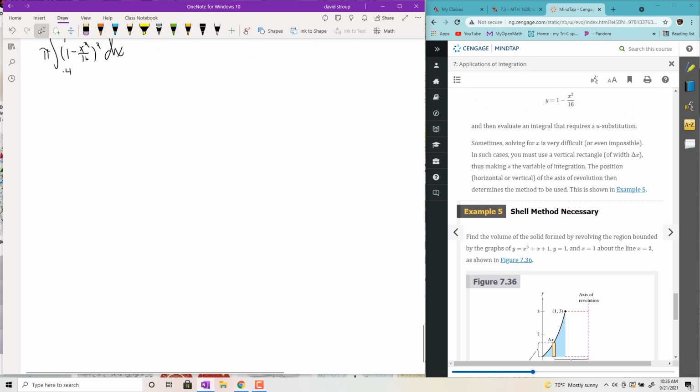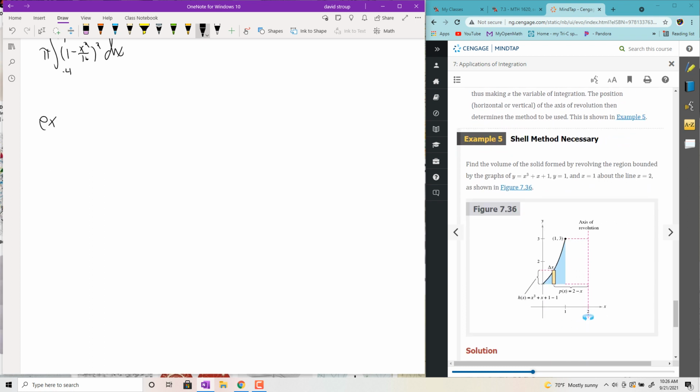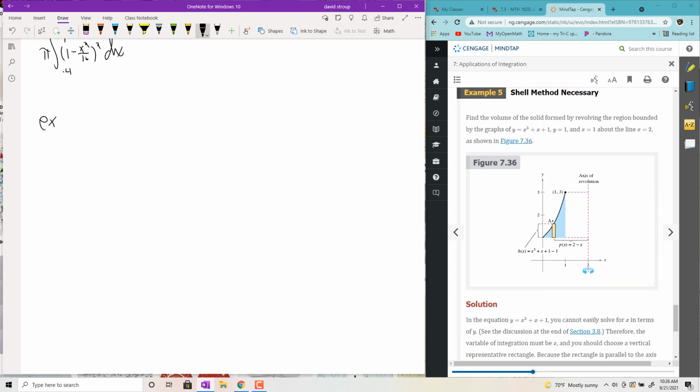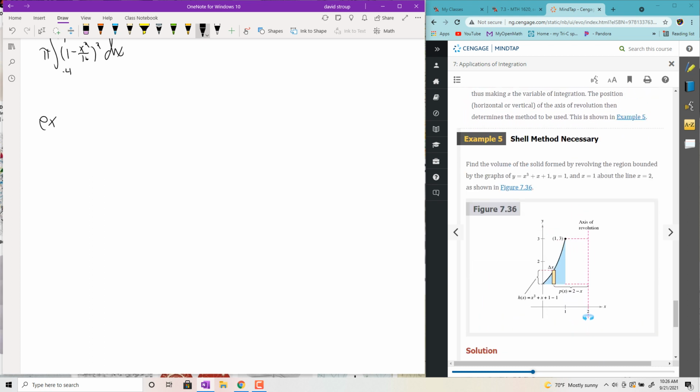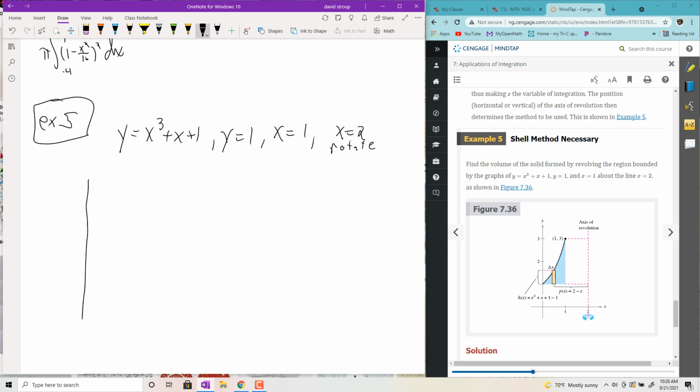Example 5, they're saying you have to do a shell method, so they're kind of forcing you to do this method because they're giving you a cubic function, and you're not going to have any choice. Let's try that. So the function is y equals x cubed plus x plus 1. We got some boundaries here. y equals 1, x equals 1. We want to rotate about x equals 2. They give you a picture, so we don't have to get too carried away with the deal.